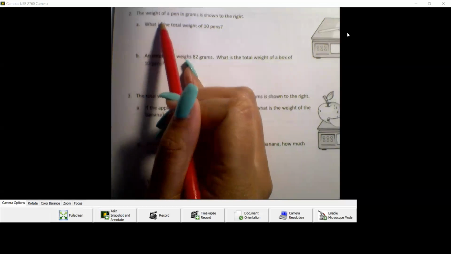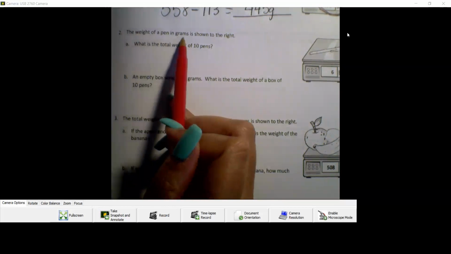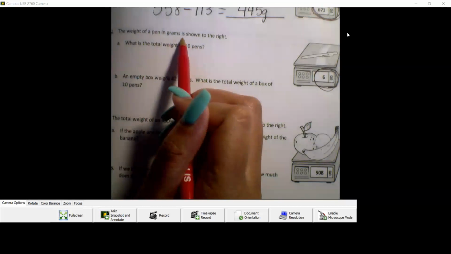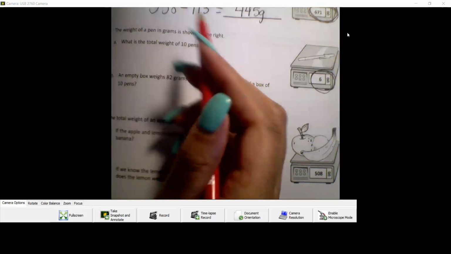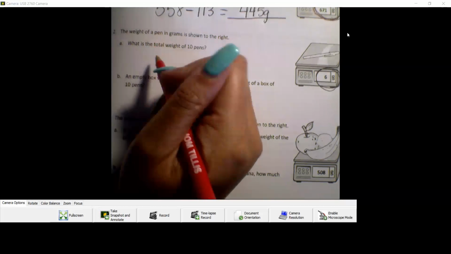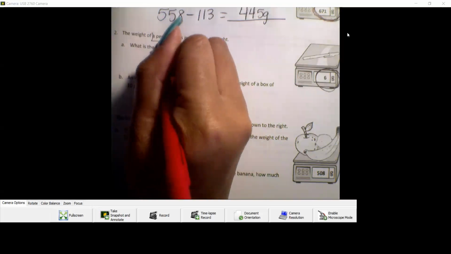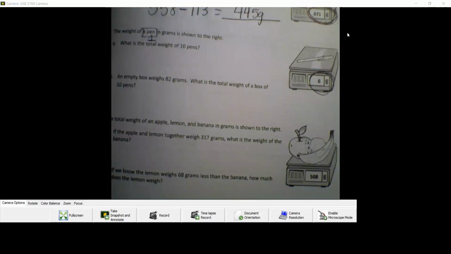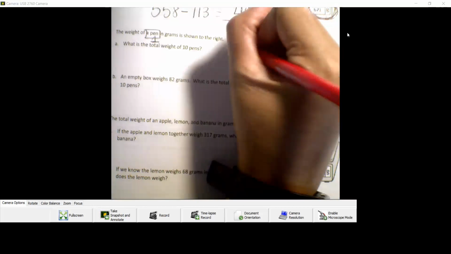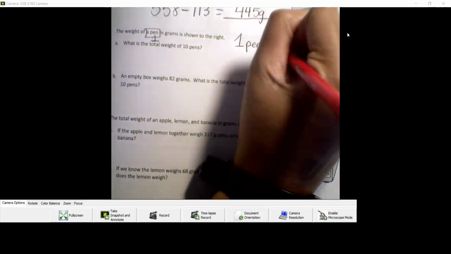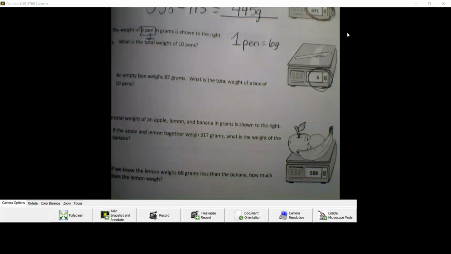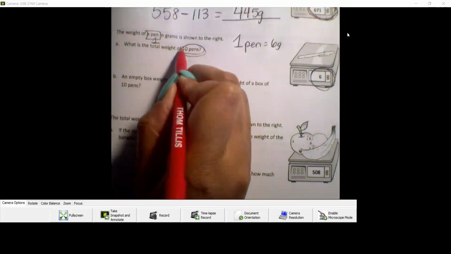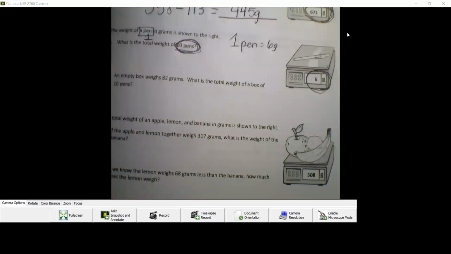The weight of a pen in grams is shown to the right. So again, math terminology. A pen means 1. So that means 1 pen is equal to 6 grams. Okay, that's important. So our next question is, what is the total of 10 pens?